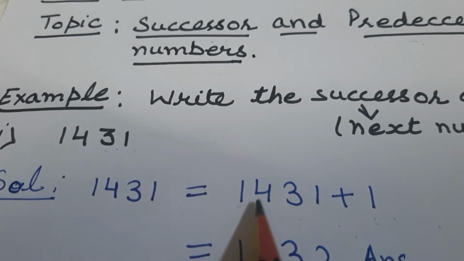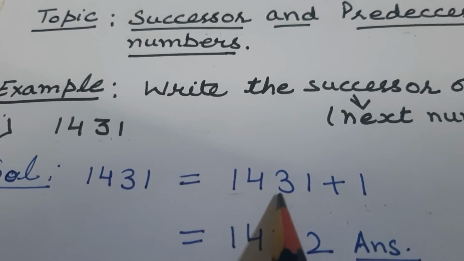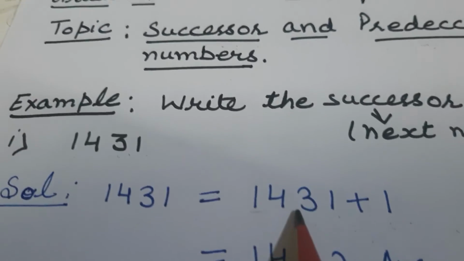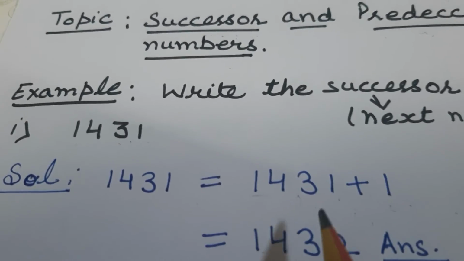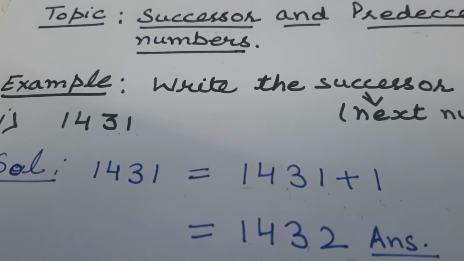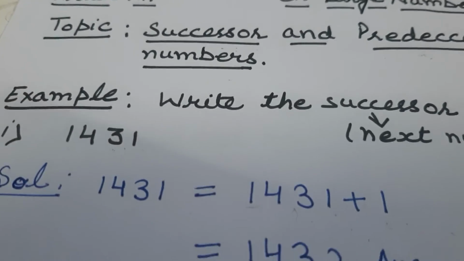But if you are getting your answer without adding, you can write it directly. If you can see that it is 1431, so the next number will be 1432. So directly you can write your answer. But if you are finding any problem, you can add 1 in rough work also. Okay, so this is successor.